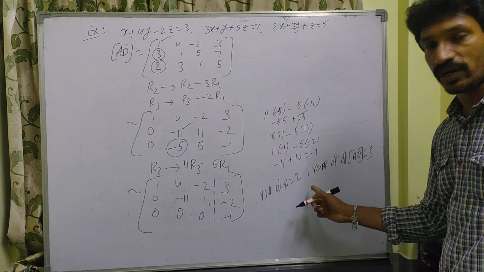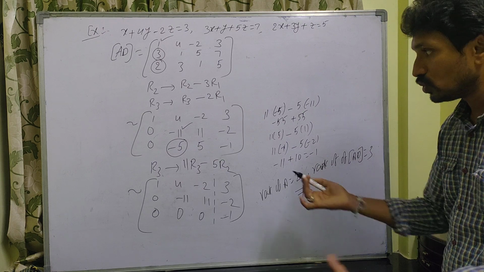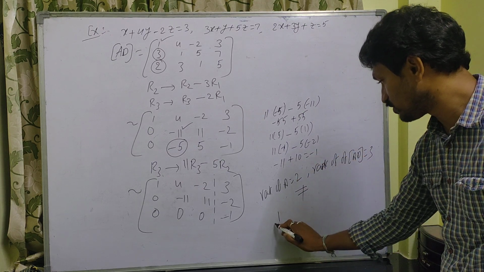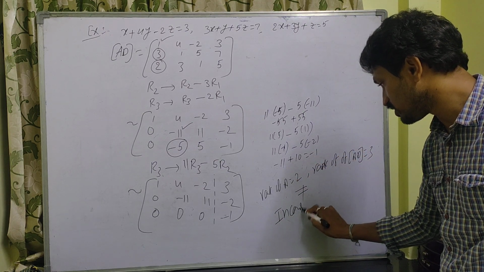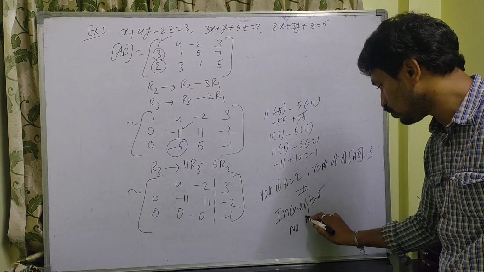So what can you conclude here? Rank of A is not equal to rank of AD. So it is inconsistent. Inconsistent, so it has no solution.